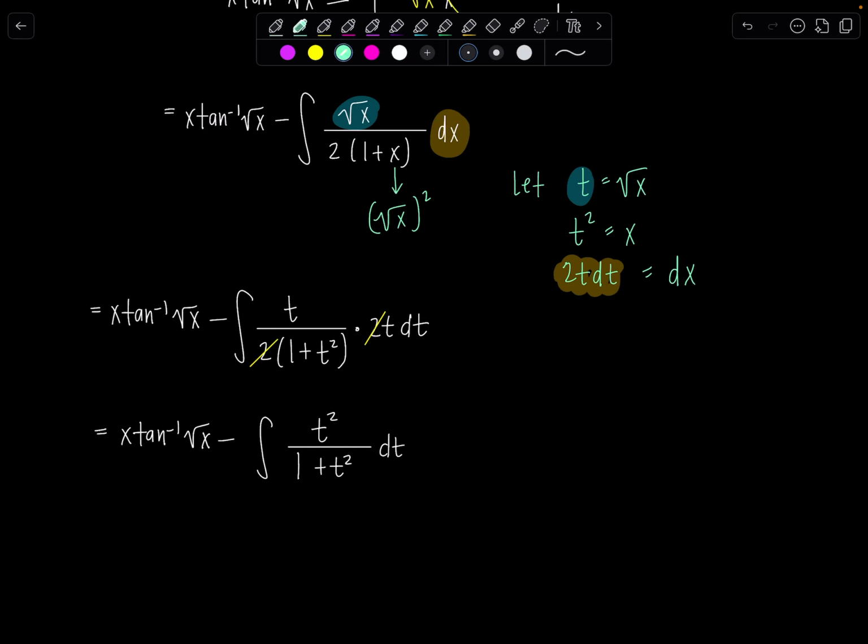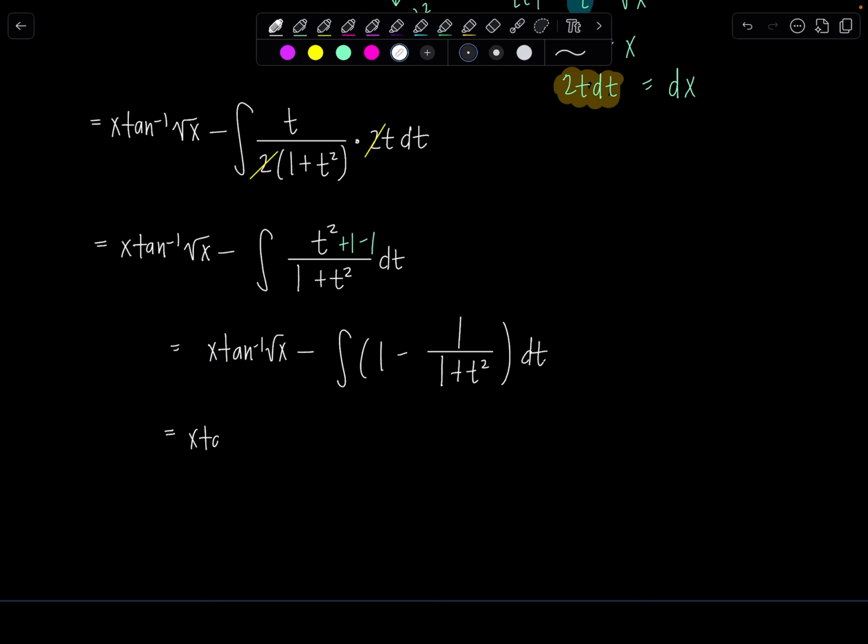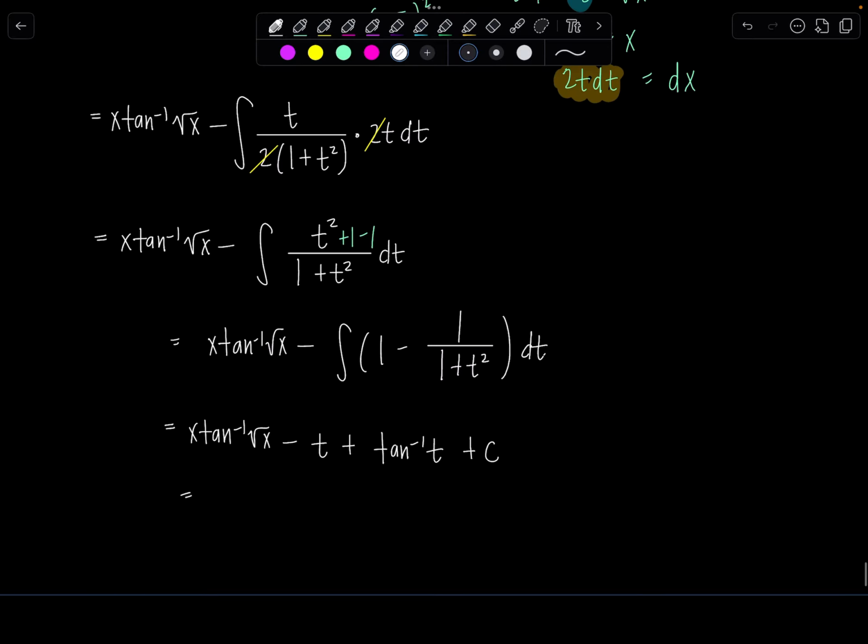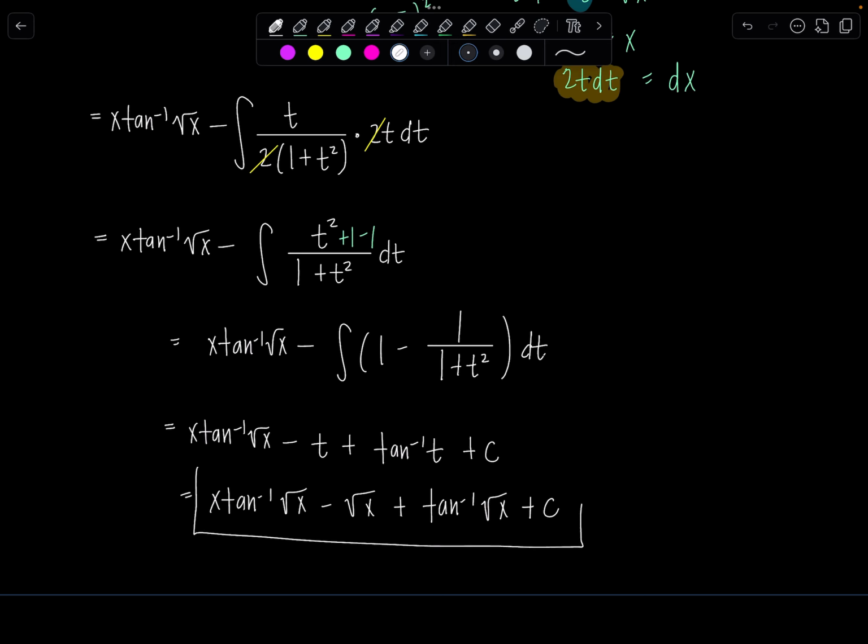And I'm going to do the same plus or minus 1 maneuver. So then this is x tan inverse rad x minus the integral of 1 minus 1 over 1 plus t squared dt. So then we have x tan inverse rad x minus t plus tan inverse of t plus c, and then go back, sub in, t is rad x, so x tan inverse rad x minus rad x plus tan inverse rad x plus c.